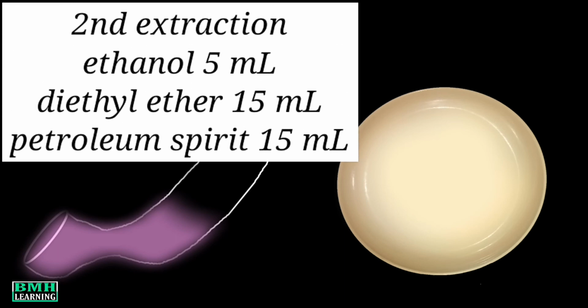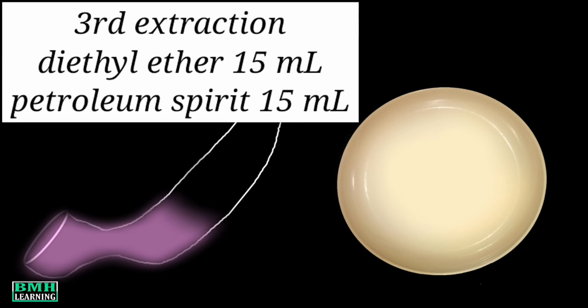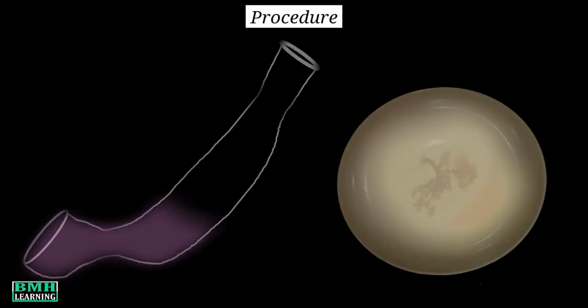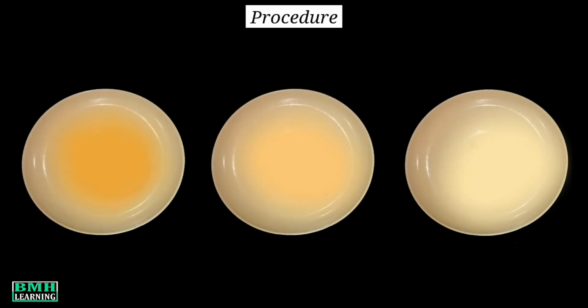In the second extraction, the chemical composition we need to add is changed. The experiment is repeated and the ethanol is allowed to evaporate again. In the third extraction, the chemicals are added in this volume. So once 3 extractions are done, and after all the ethanol is evaporated, we get this.